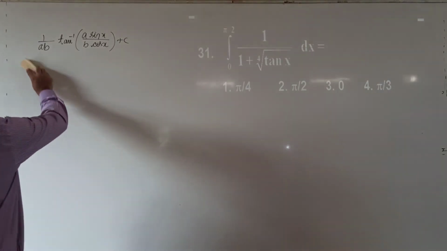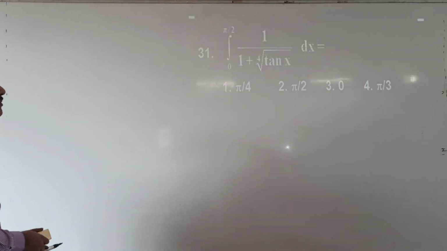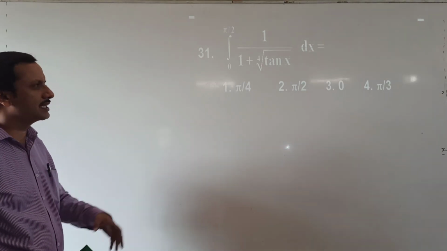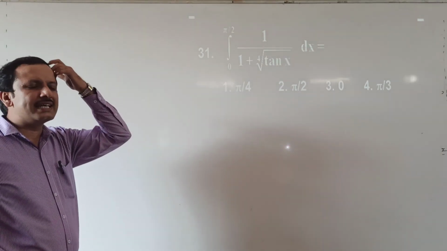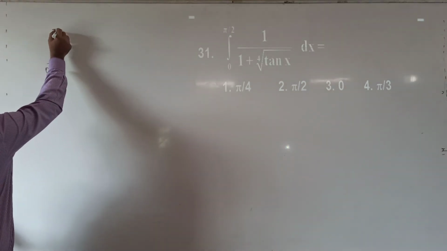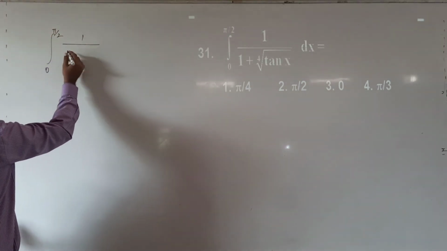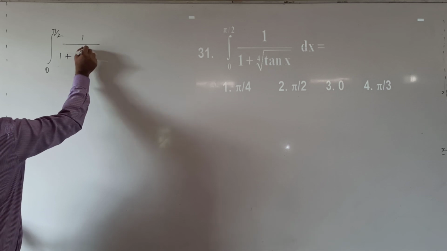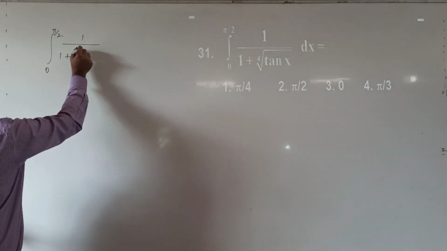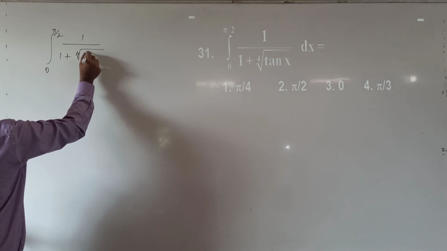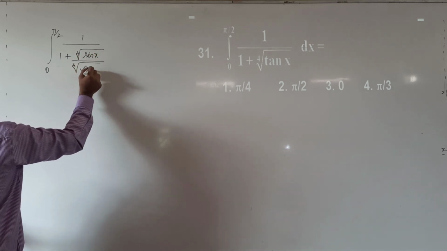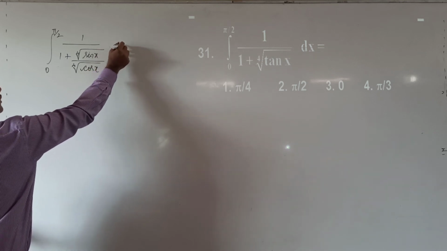Okay, 31st question. Integral 0 to pi by 2, 1 by 1 plus 4th root of tan x dx. I'll write tan x as sin x by cos x. So, integral 0 to pi by 2, 1 by 1 plus 4th root of sin x divided by 4th root of cos x into dx.